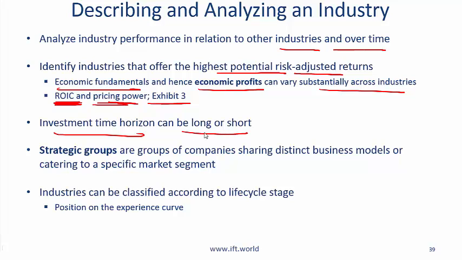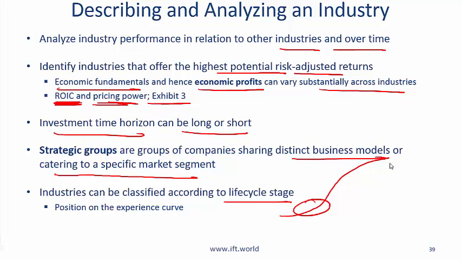The investment time horizon can be long or short, and this needs to be considered when you analyze an industry. Strategic groups are groups of companies sharing distinct business models or catering to a specific market segment. Industries can be classified according to life cycle. So you might say these industries are early in their life cycle, so and so industries are in a mature phase. And this also relates to position on the experience curve. So further in the industry life cycle means that they are further on their experience curve, which means that their costs of production are probably lower as they become more experienced.